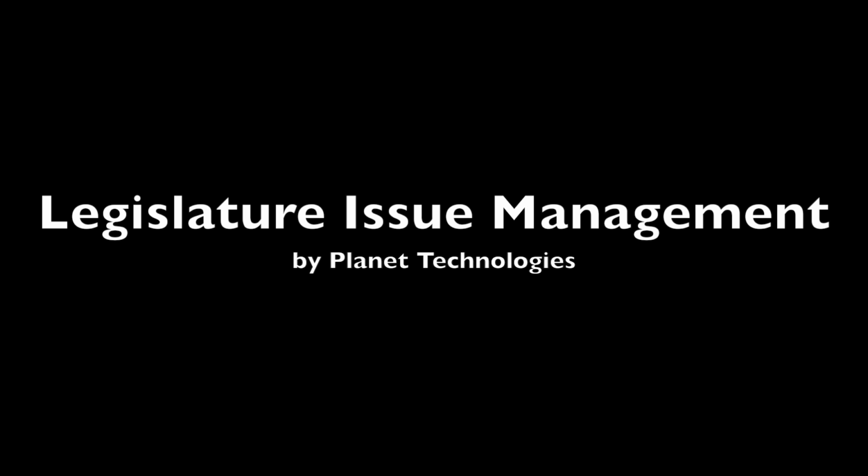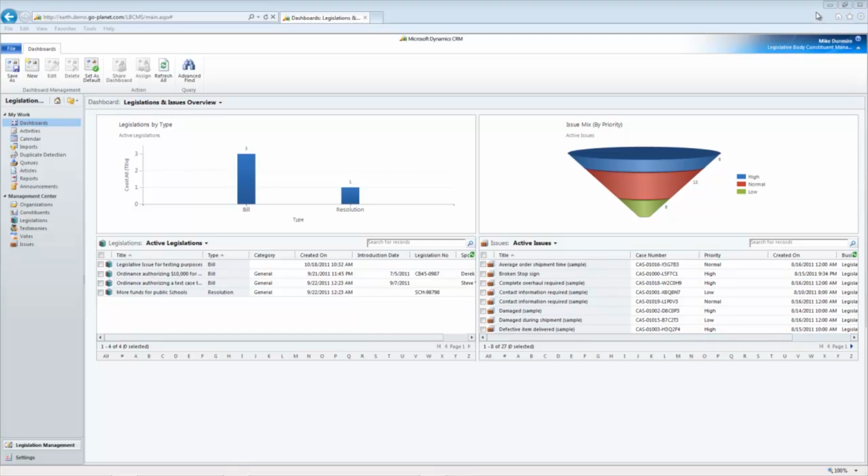The Legislature Issue Management solution from Planet Technologies is built on the Microsoft Dynamics CRM 2011 platform and allows you to easily manage issues reported by constituents along with legislation records including testimonies, amendments and voting. For this example, there's been a report of potholes on a county road. We'll walk through the steps as the dispatcher receiving the call.